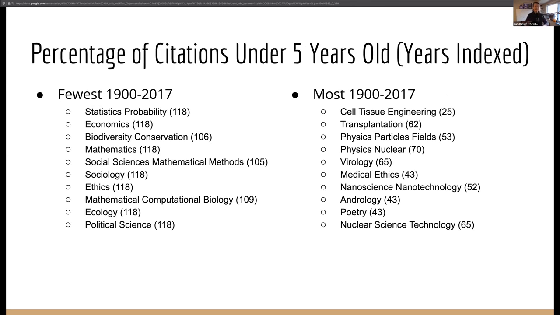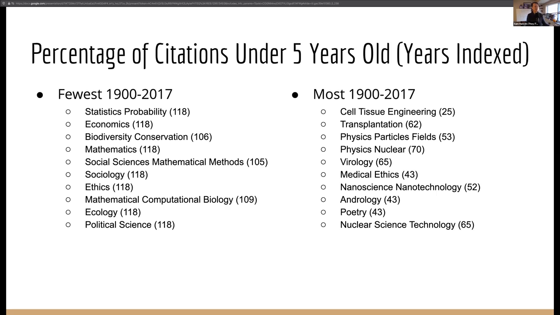So this is under 5 years. If it has the most under 5 years, that means that these papers are getting used a lot right away, so this is a measure of instant use. And so once again, a lot of medicine and poetry. Poetry likes to cite their papers immediately.